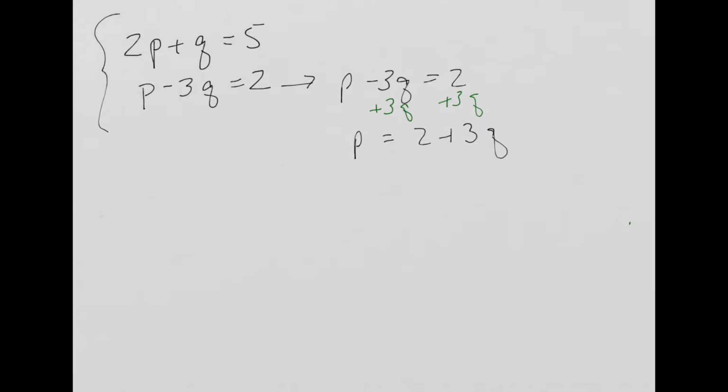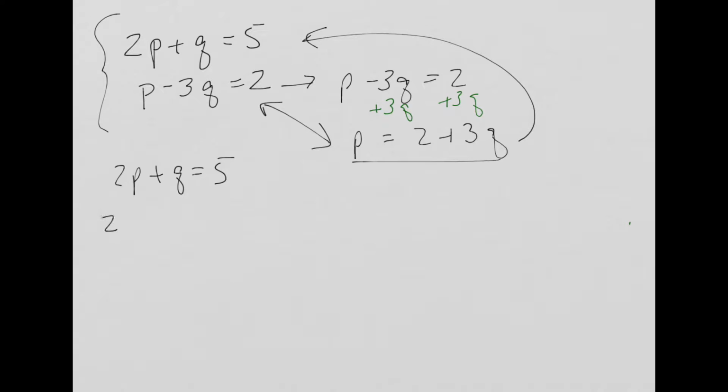So I solve for one of my variables. Now what do I do with it? I'm going to take this and I'm going to plug it into my first equation. Why the first equation? Because this came from the second equation. They're the same thing, just rewritten different ways. So I have 2p plus q equals 5. I know that p is 2 plus 3q. So I'm going to replace p with 2 plus 3q.